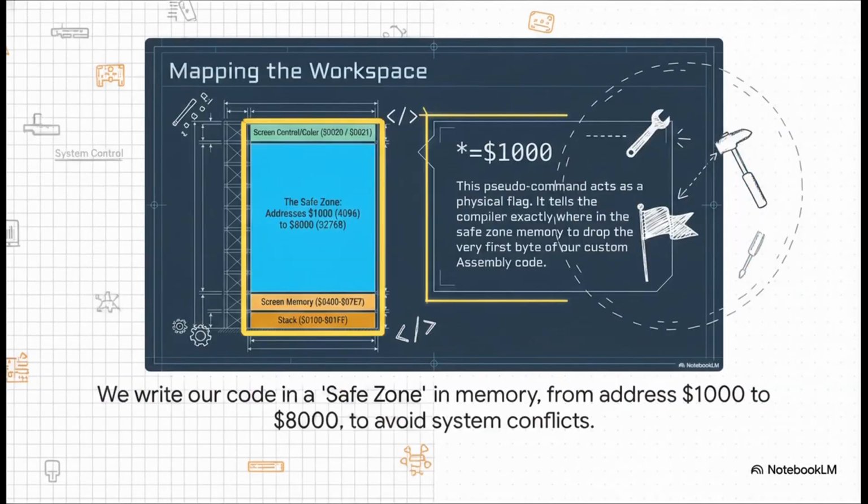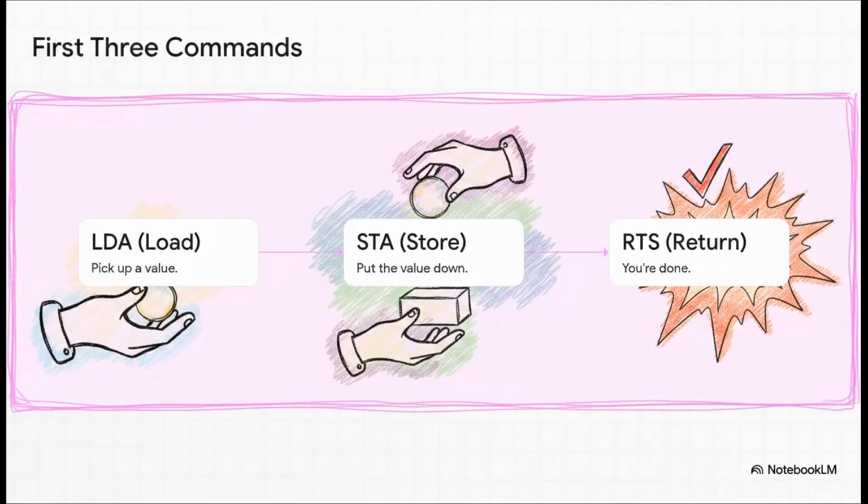Now, before we write a single line of code, we need a place to put it, right? The C64's memory is like a huge grid with over 65,000 little mailboxes, or addresses. Some of these are used by the system, some are for the screen. It's a busy neighborhood. To avoid causing a system crash, we write our code in a designated safe zone, which usually starts at memory address $1000 and goes up to 8000. You can think of it as our own private workshop where we know we won't be getting in anyone else's way.